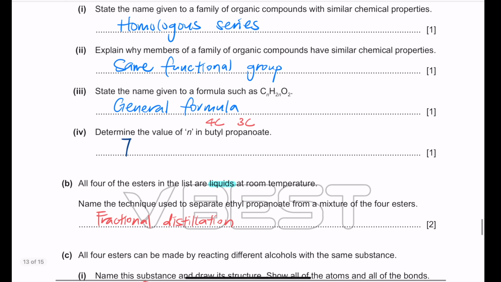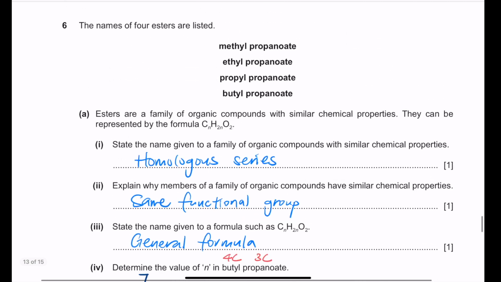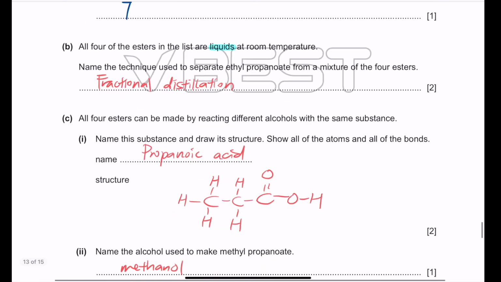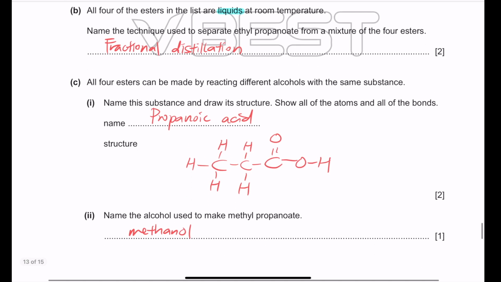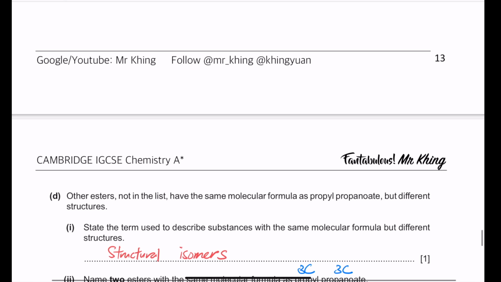And then name this substance and draw the structure. Given here are esters, with different alcohols but the same acid. The acid is propanoic acid. So what's the alcohol needed to make this? Methanol. So it's not that hard. Organic chemistry is actually quite easy. Substances with the same molecular formula but different structures are called structural isomers, or just isomers.